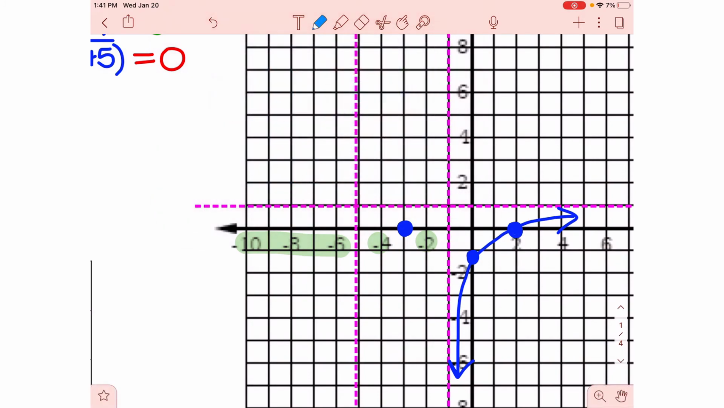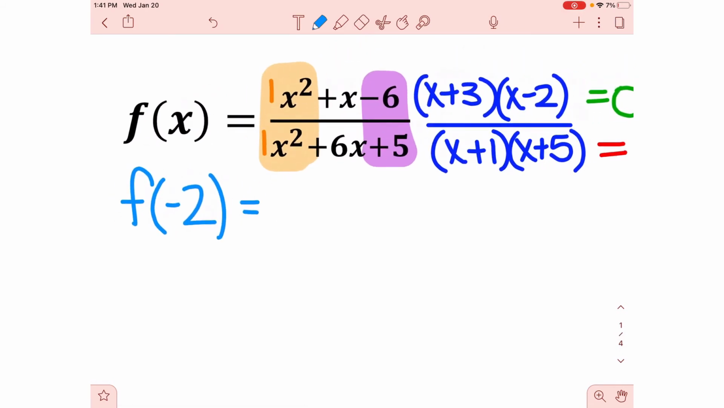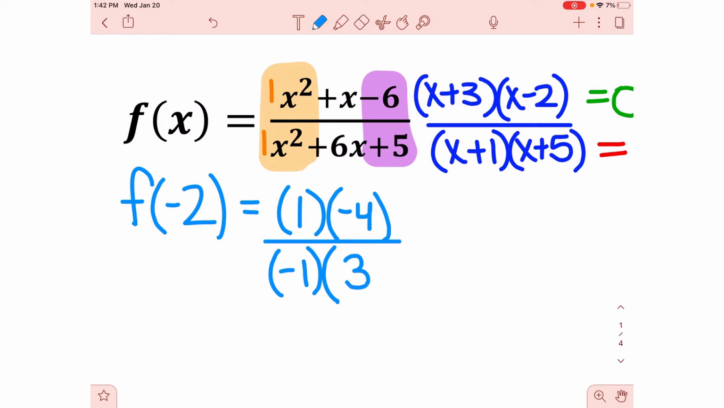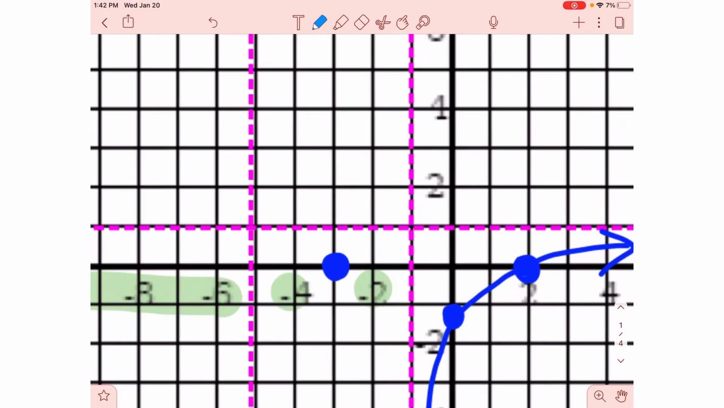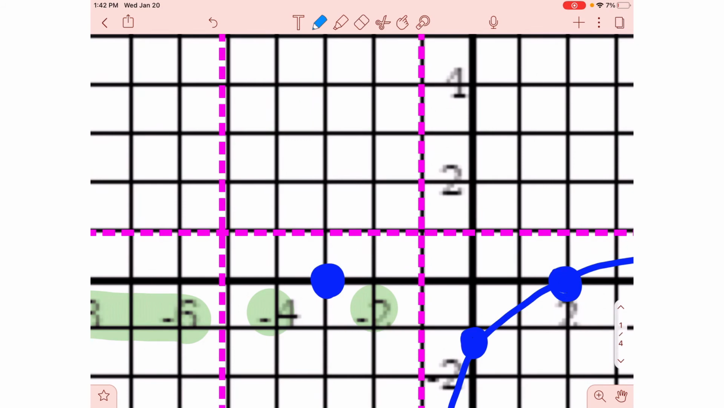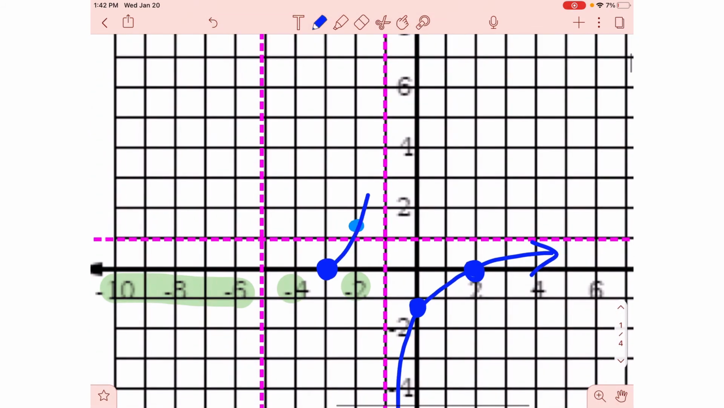So let's start with f of -2. I would plug into the factored version. It's just going to go a little bit faster. So on top, we're going to get 1 times -4 over -2 plus 1 is -1 times 3. So that's 4 over 3. So 4/3 is at -2. So that's 1 1/3. So that's going to be here, which tells me this chunk of the graph is going to go up this way.